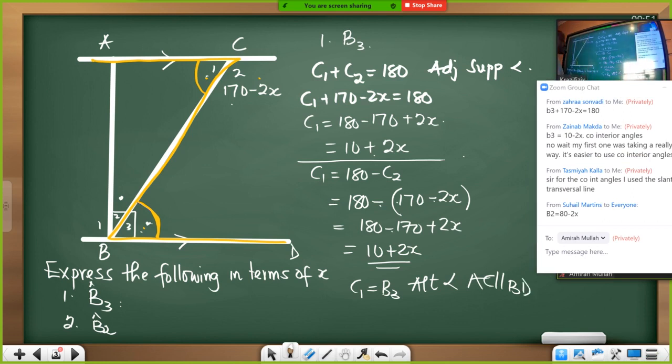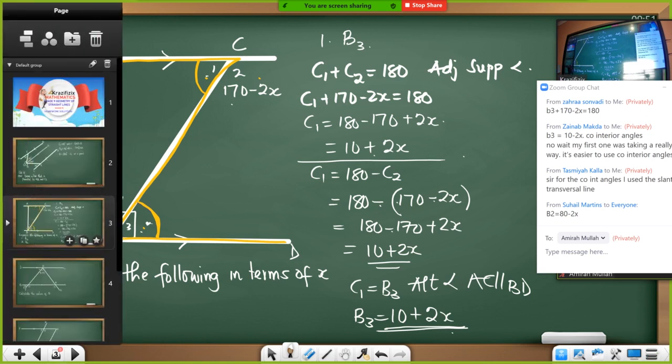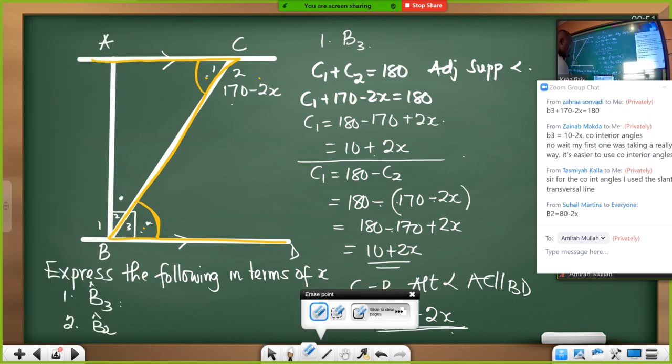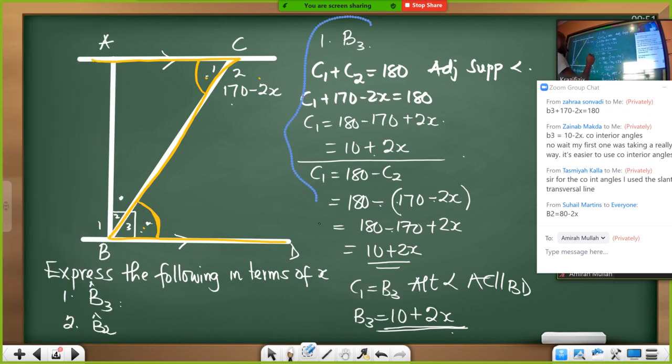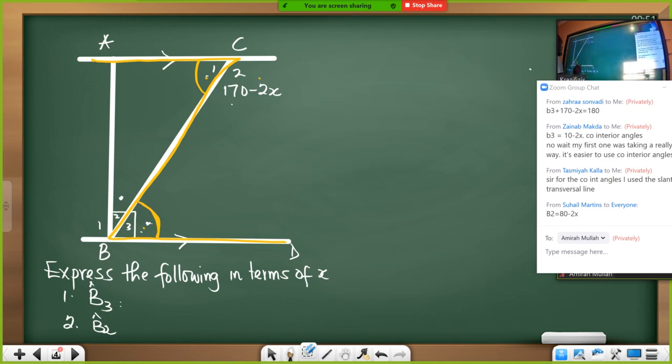We are going to get to B2 Martins. Just a second. C1 is equal to B3. I hope you guys are seeing the mistake you made. It is not a negative, it is a positive. I want to use Tasmia's method. Let's see quickly. Another way, remember we said it's all about what you can quickly see.